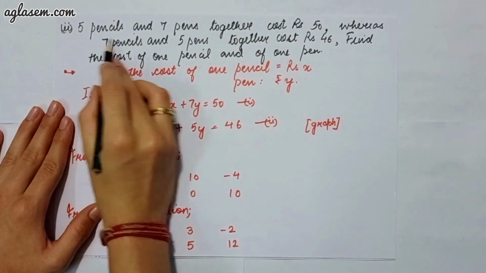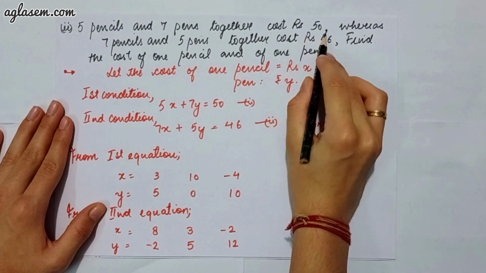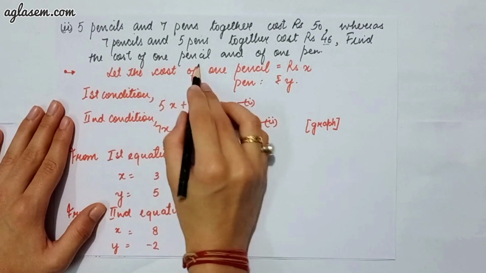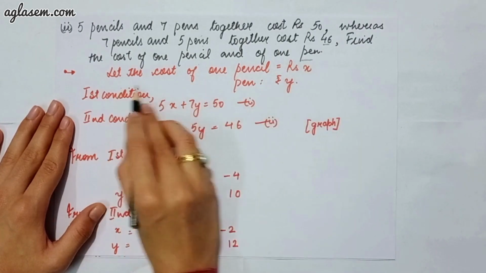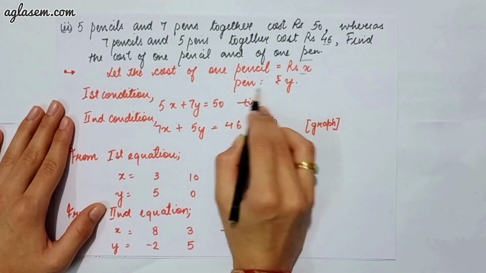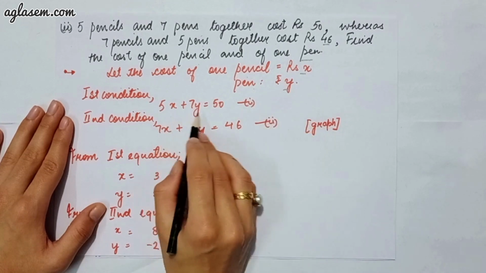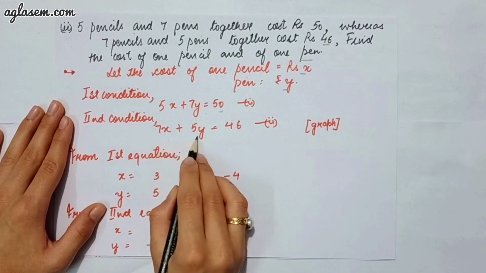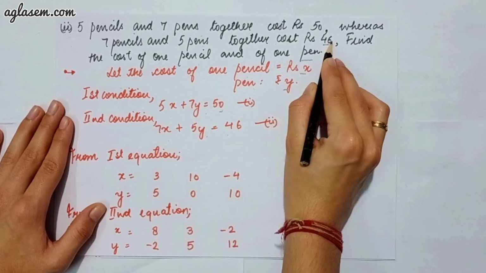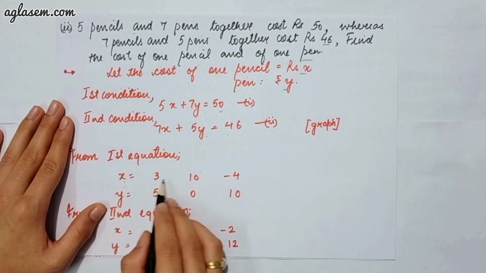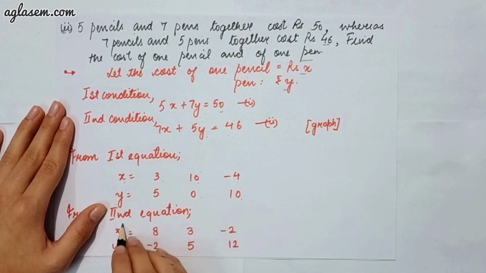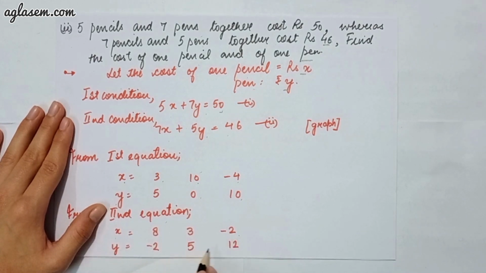The second part says 5 pencils and 7 pens together cost rupees 50, whereas 7 pencils and 5 pens together cost 46. Find the cost of 1 pencil and of 1 pen. Again we let the cost of a pencil be x and a pen be y. Condition 1 says 5x plus 7y is equal to 50, that is this. The second condition says 7x plus 5y is equal to 46, that is this. By solving the equations we get x as 3, 10, minus 4 and y as 5, 0, 10. For the second equation, x is 8, 3, minus 2 and y is minus 2, 5, 12.